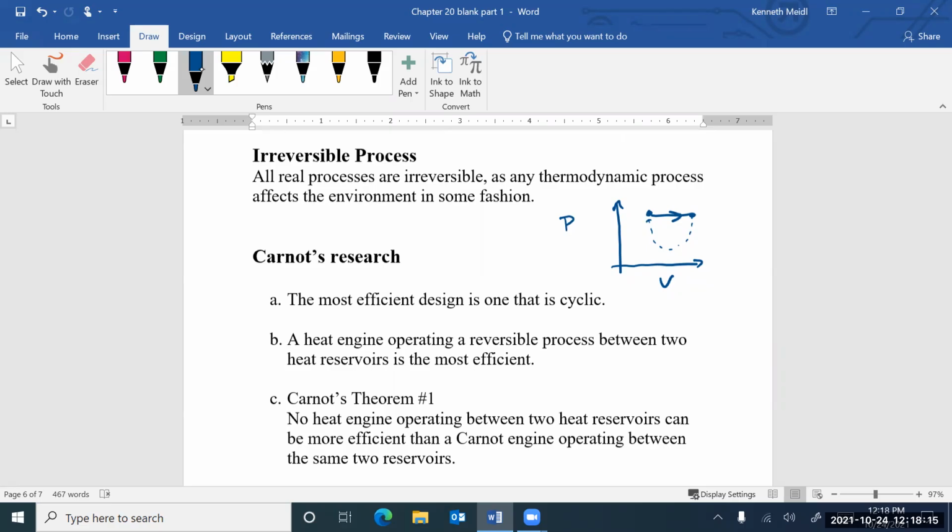No heat engine operating between two heat reservoirs can be more efficient than the Carnot engine operating between the same two reservoirs. So in other words, Carnot is going to figure out that PV diagram that gives you the most efficient cycle possible, really between two heat reservoirs.